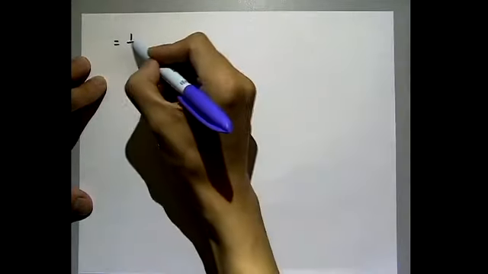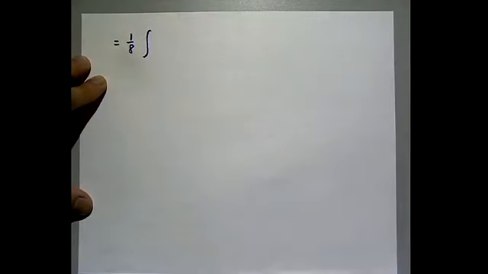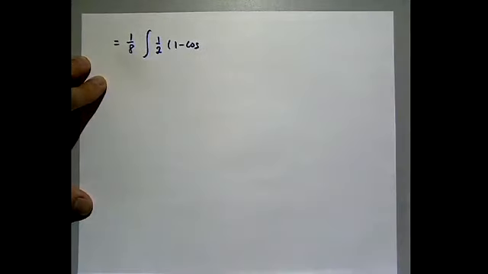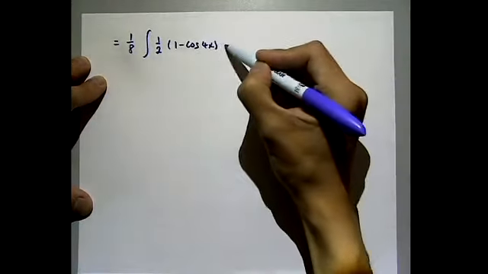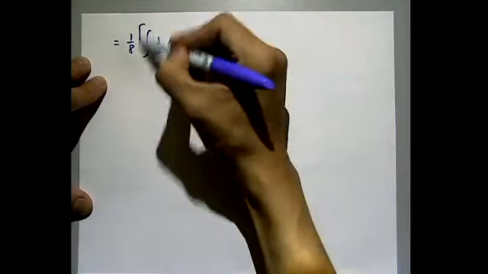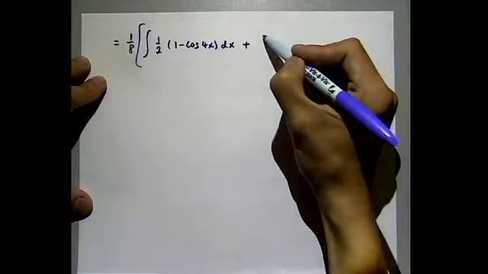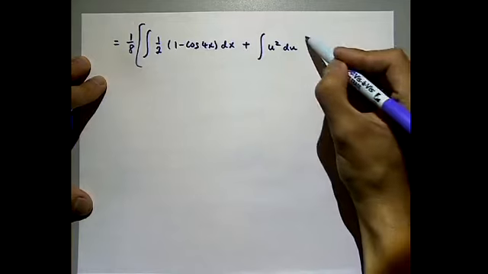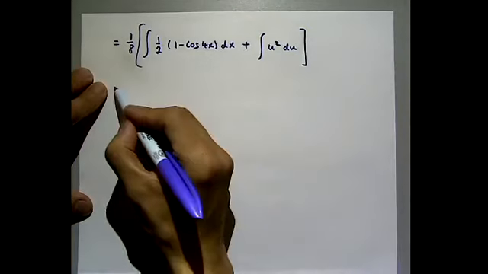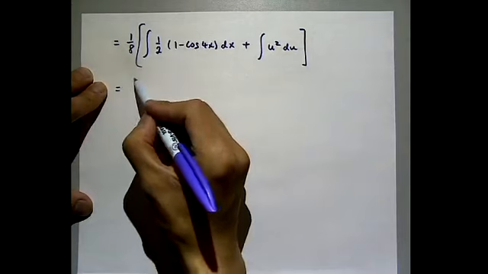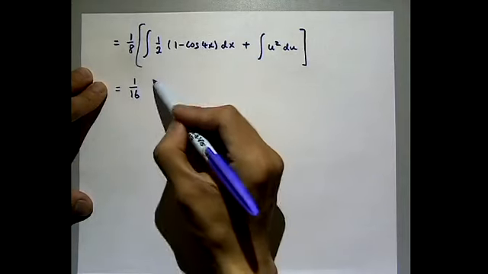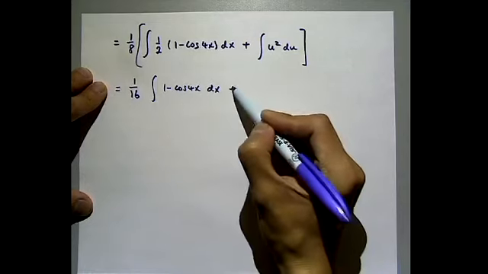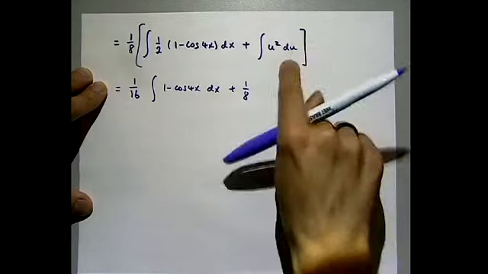All right. Okay. Here we go. 1/8 inside, 1/2 (1 minus cosine 4x). Right. Then the second one is just straight integration. u squared du, 1/16 (1 minus cosine 4x) dx plus 1 over 8. That I can integrate right now.